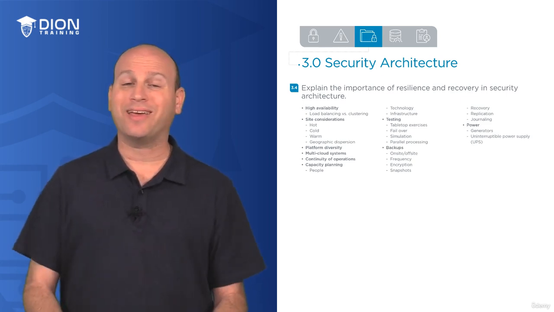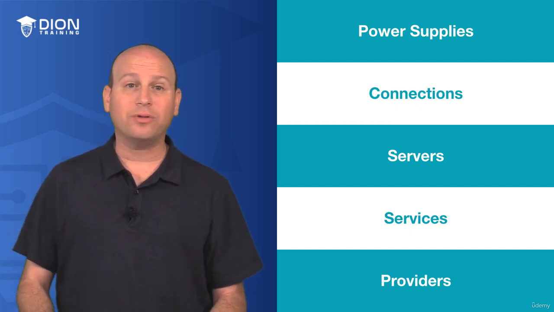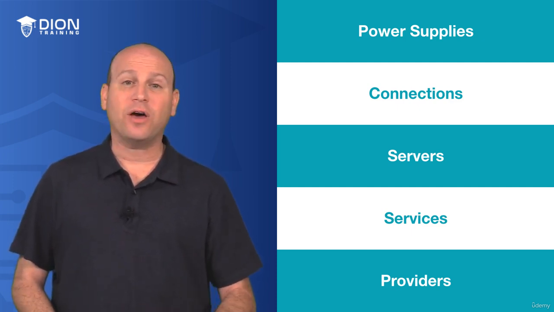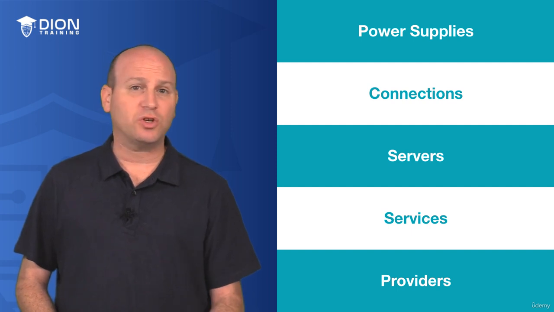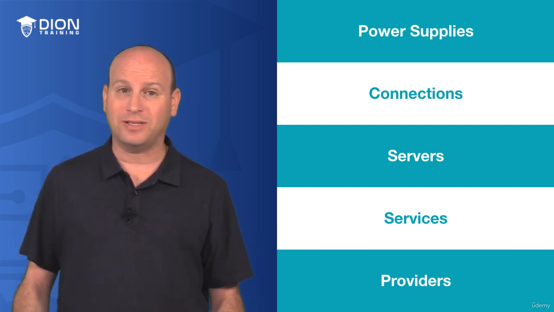Now, first, we're going to be looking at high availability. We'll discuss the importance of load balancing versus clustering, and we'll dive into the significance of redundancy for elements like power supplies, connections, servers, services, and providers, as well as exploring the benefits of adopting multi-cloud systems.